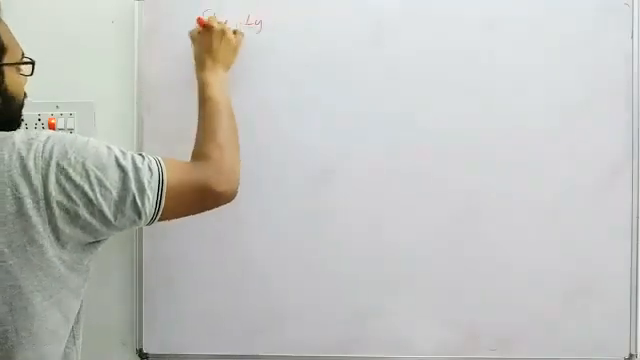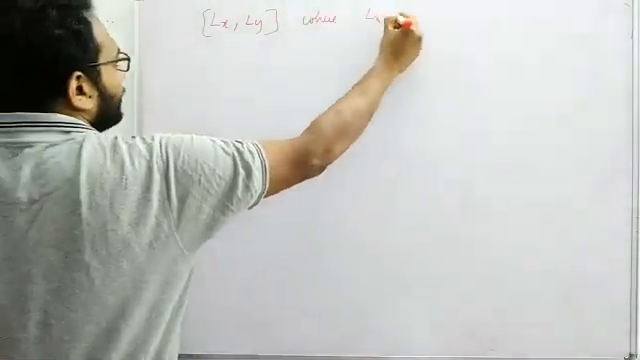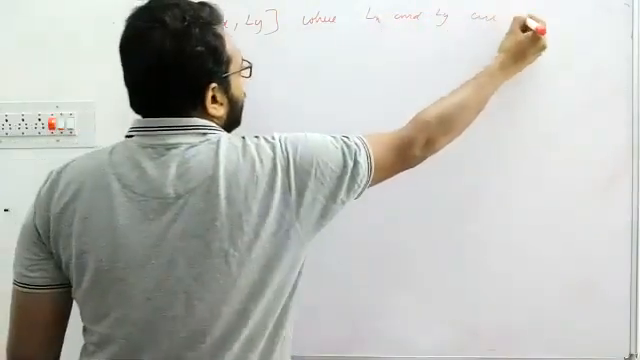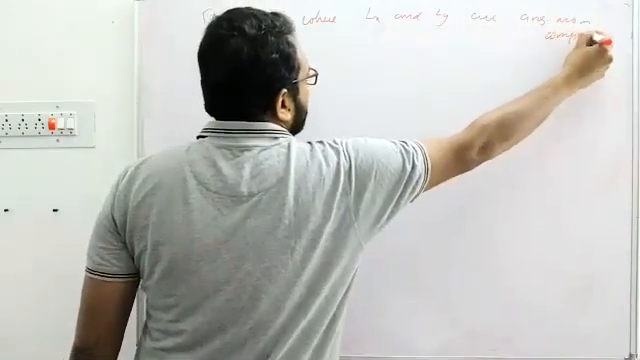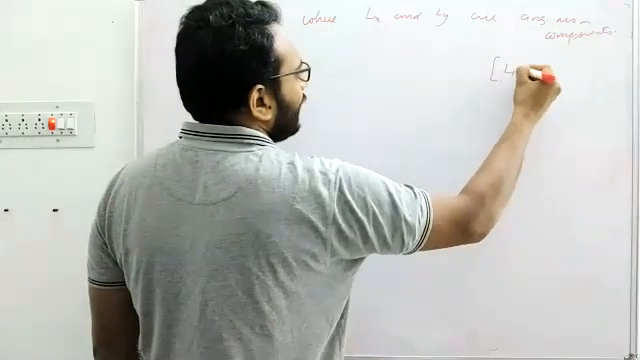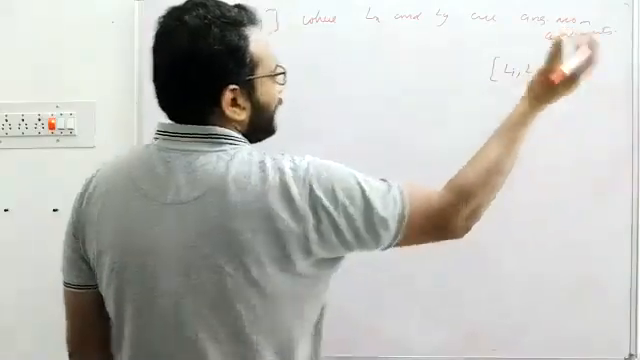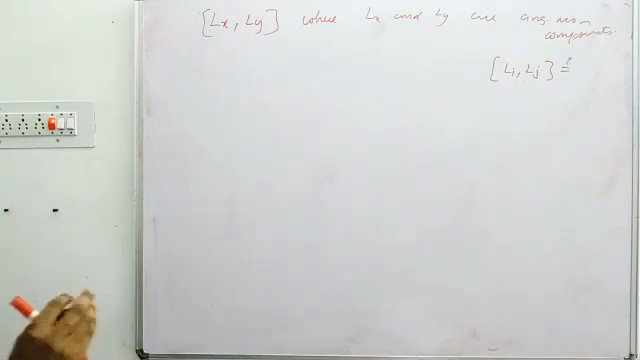Find the Poisson bracket of Lx with Ly, where Lx and Ly are components of angular momentum. So we could actually find the general result. Finally, we are supposed to come to the general result, Li with Lj. What's the Poisson bracket of two angular momentum components? Can we write a general form for that? So let's start with Lx and Ly.